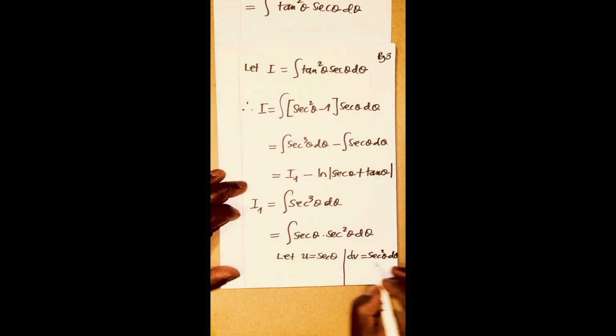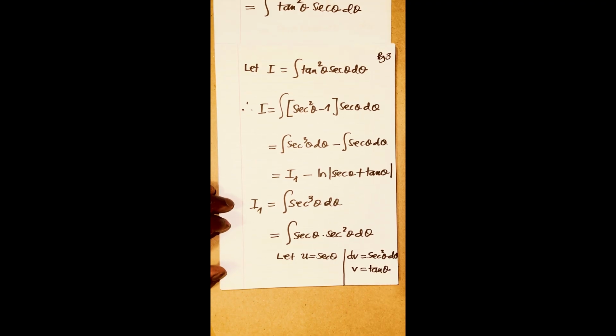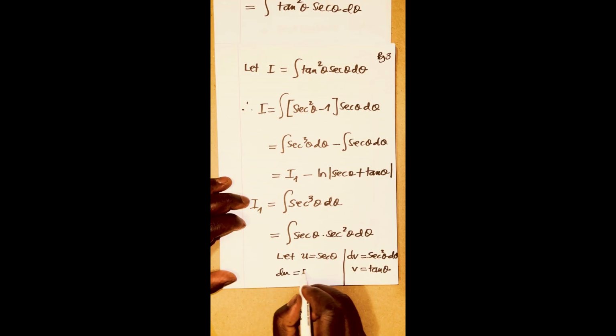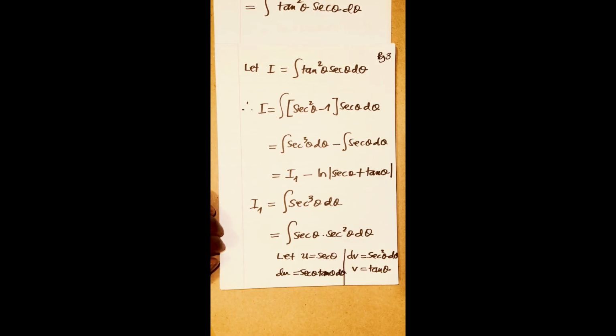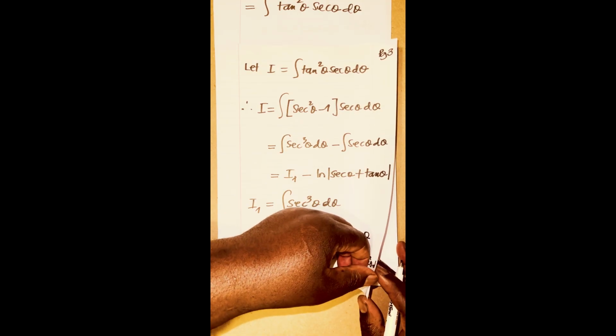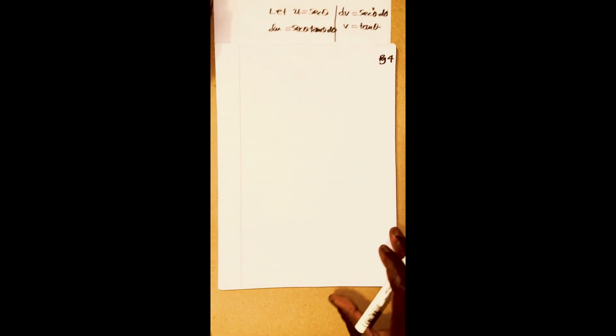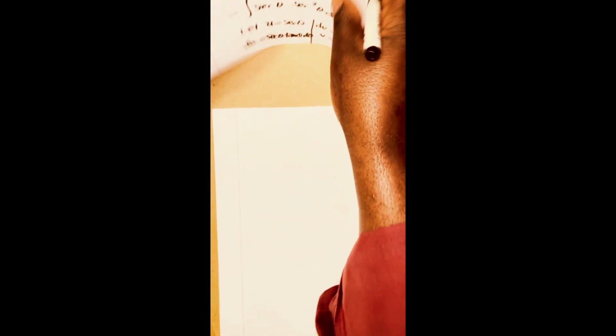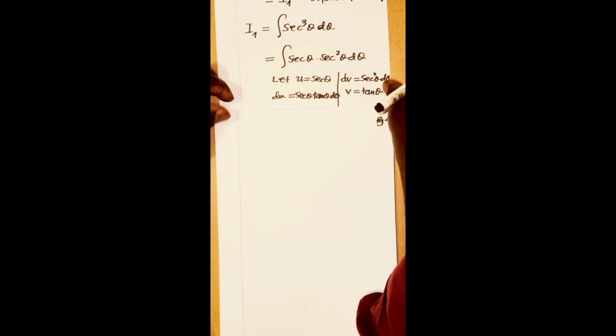As you would recall, integrating both sides here gives you v equals tan theta. The integral of sec squared is tan, because the derivative of tan is sec squared. And differentiating both sides here, you're going to get du is equal to sec theta tan theta d theta. Remember, derivative of sec is sec tan. Now, going into the integration by parts formula, we proceed as follows. Remember, we're dealing with I1 here now.